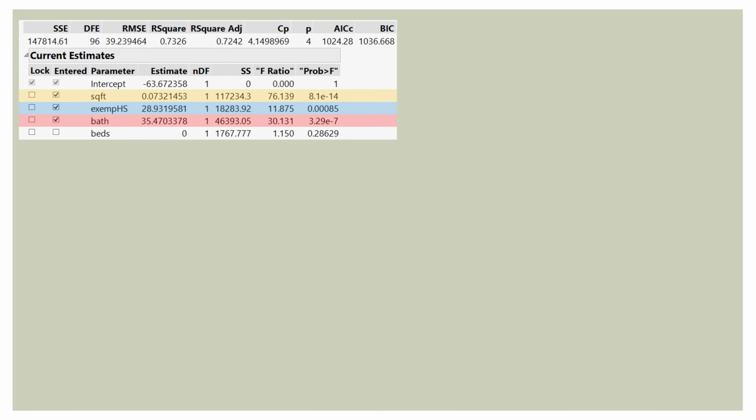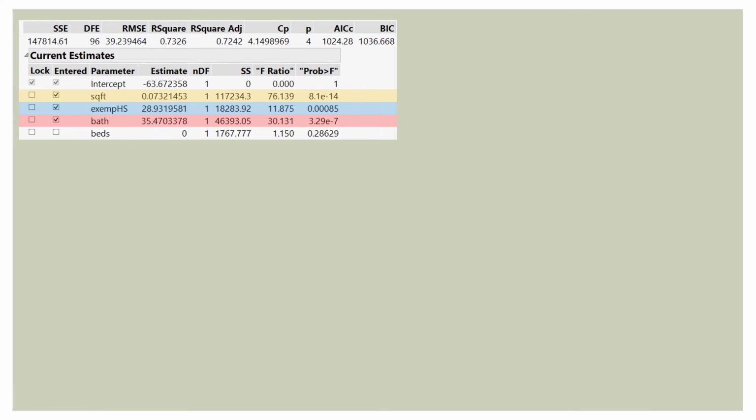All right, so our final step. We have one more variable that qualifies to enter, that is exemplary high school. So we go ahead and enter that there in the blue color. Look at our sum of squares to the error. It's down to 147815, which was like 166 something before. So we reduced more error. Degrees of freedom due to error went down one more to 96.